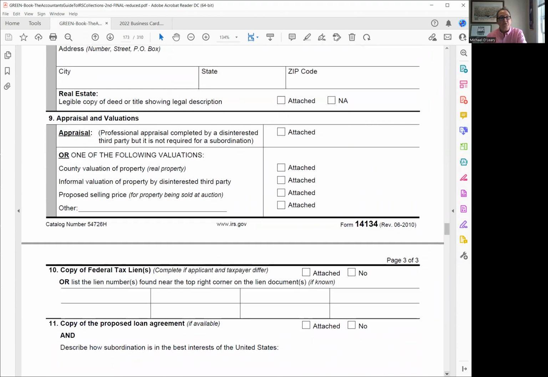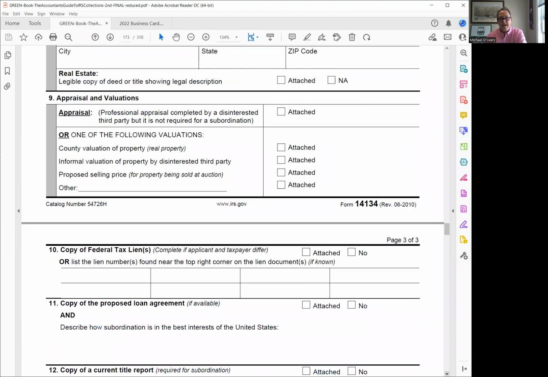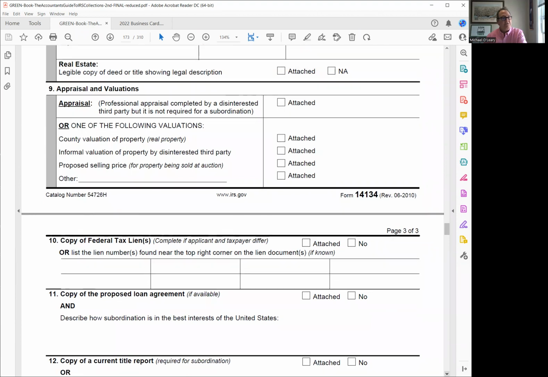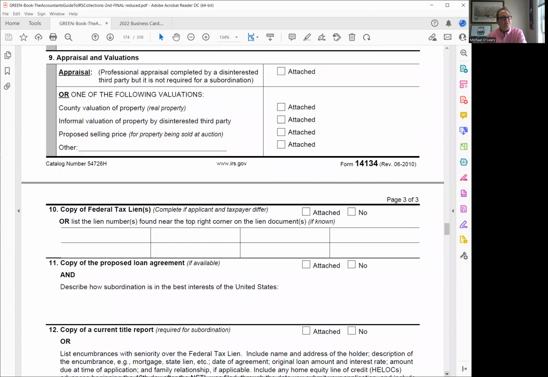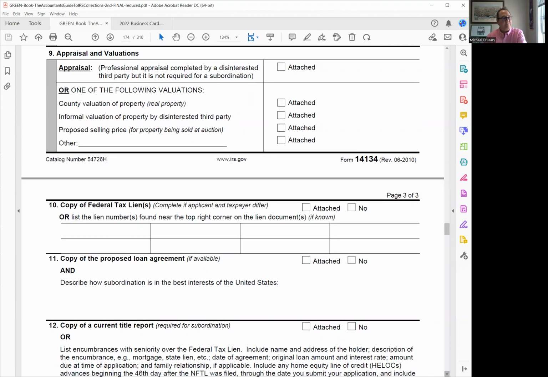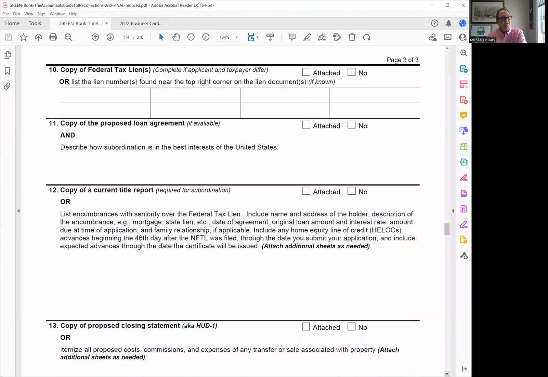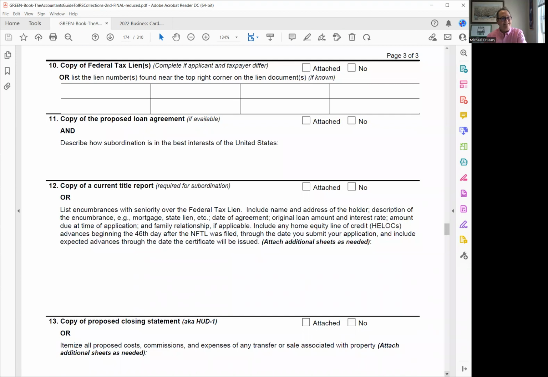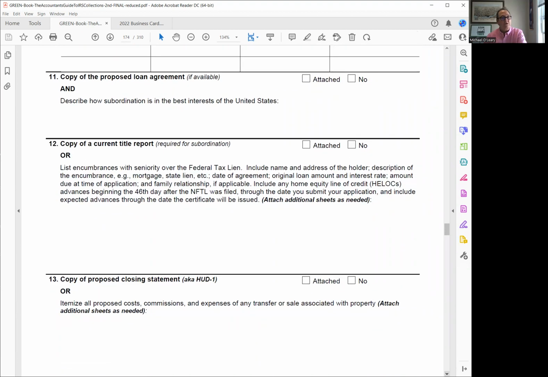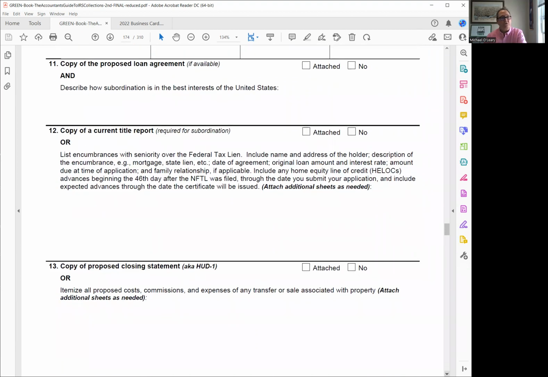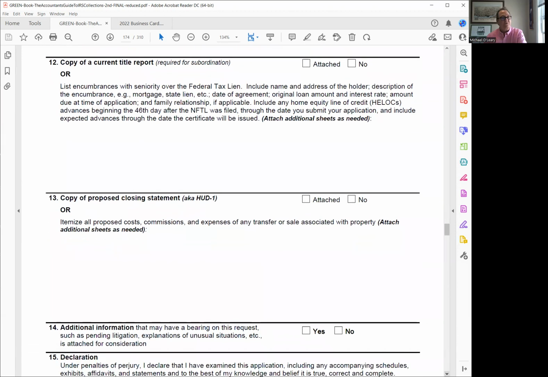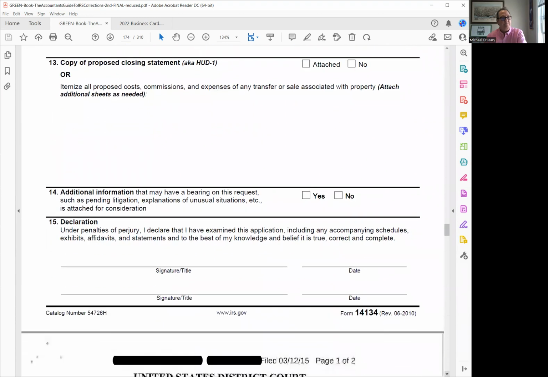Now, here comes all the loan documentation that they want to see. Appraisals and valuations at the county level. Part 10, the copy of the tax liens. Part 11, a copy of the loan agreement. Part 12, a copy of the title report. Part 13, a proposed closing statement.